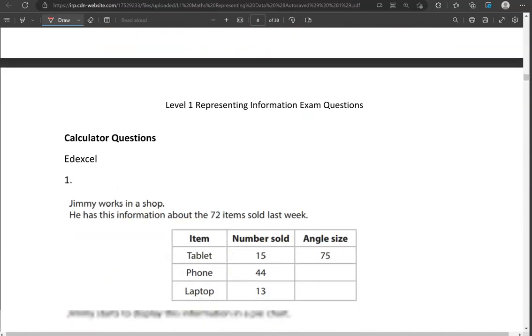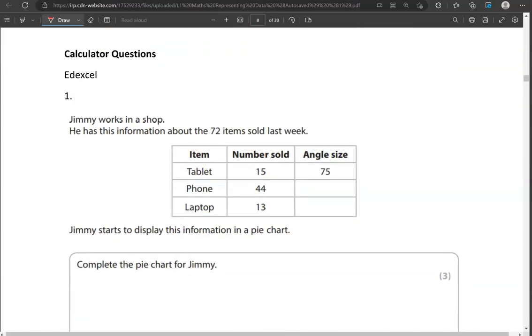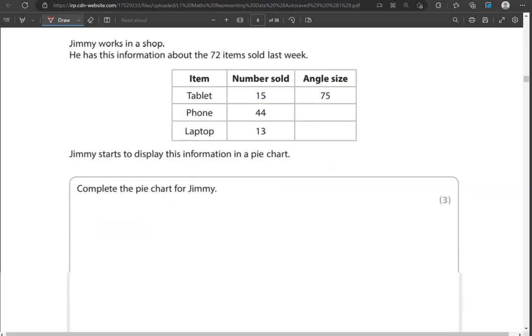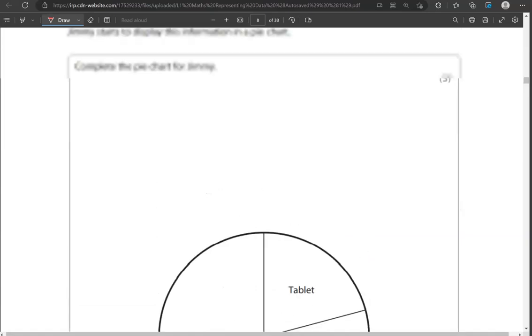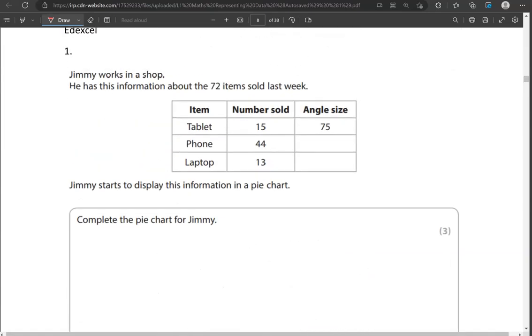We're now moving to the calculator questions. Jimmy works in a shop. He has this information about the 72 items sold last week. Jimmy starts to display this information in a pie chart. Complete the pie chart for Jimmy. In order to complete the pie chart, we need to work out how many degrees we'll give to the phone and the laptop. So we're looking for the angle size, in other words.